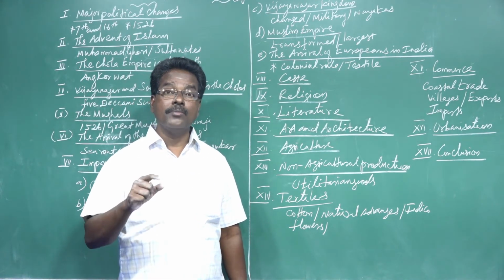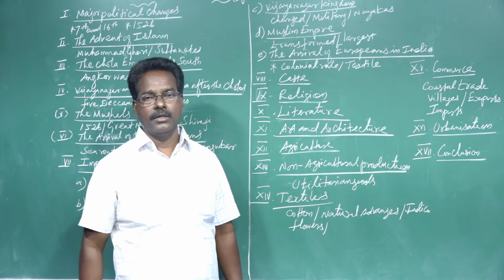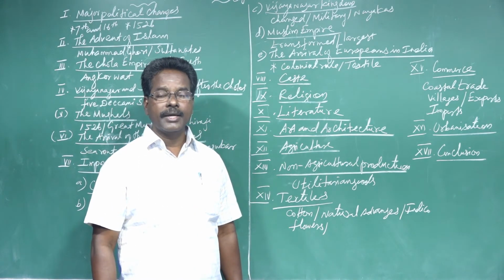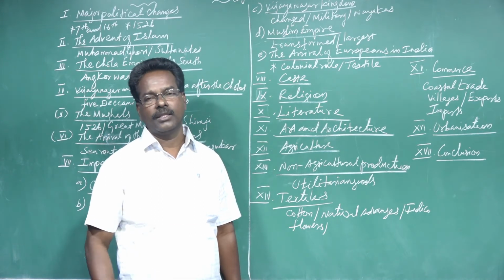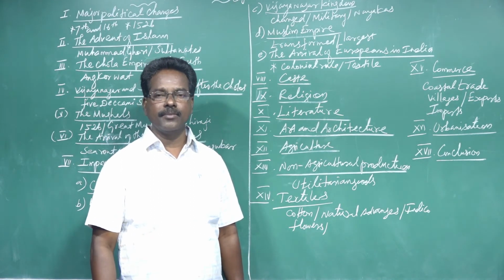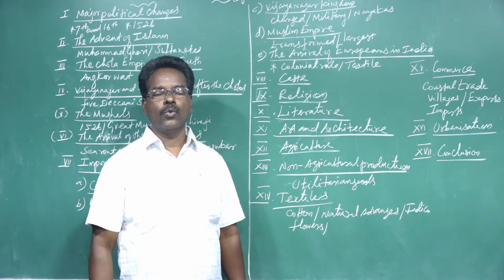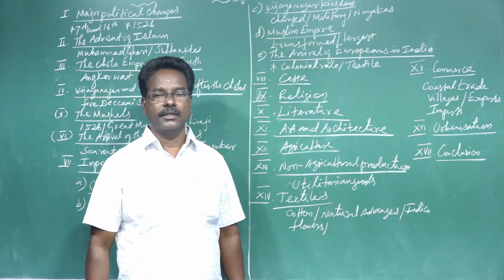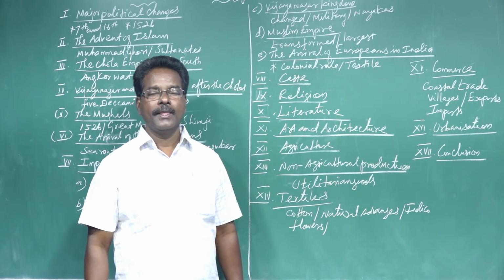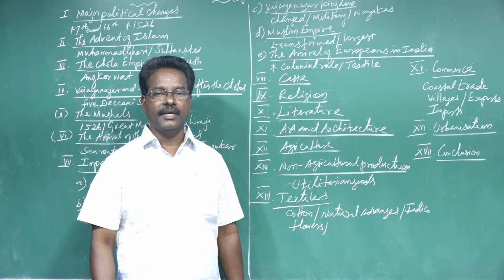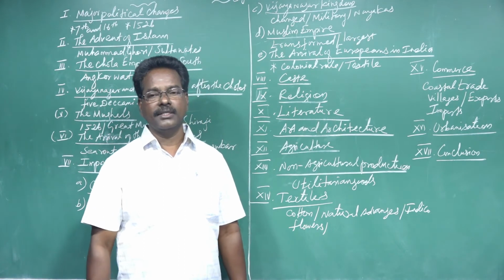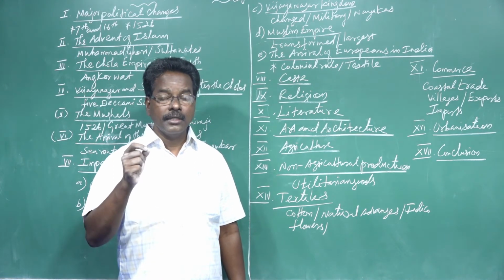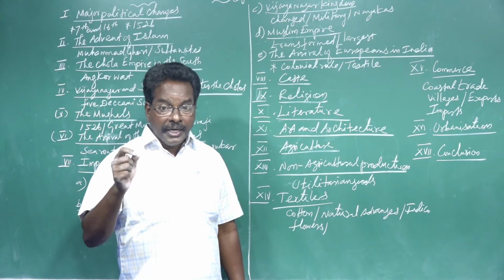Later, Jati was formed on the basis of occupation. Now, instead of Jati, caste and subcaste are practiced in India. At present in India, there are many castes and subcastes. For example, OC, open competition, and its subcastes. BC and its subcastes, BC Christian, BC Muslim. MBC and its subcastes. SC and its subcastes. ST and its subcastes. Many castes and subcastes prevail in India.